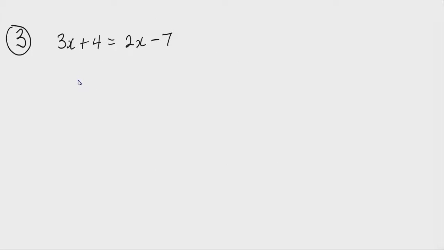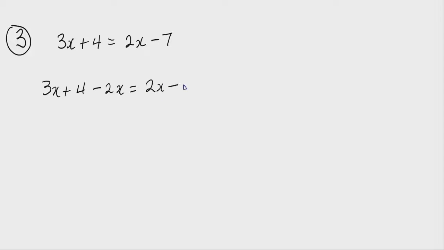Okay, let's look at this problem here. So we're trying to find x, but x is in both places here. Obviously, we can't find x without these two coming together. So the first thing we're going to do is combine like terms, or sort them according to the similarities. So here we're going to subtract 2x from each side to get rid of this 2x from this side over here. So it's going to be 3x plus 4 minus 2x is equal to 2x.